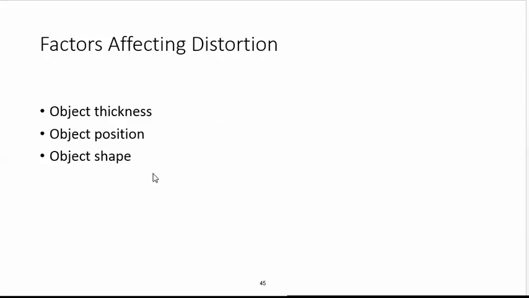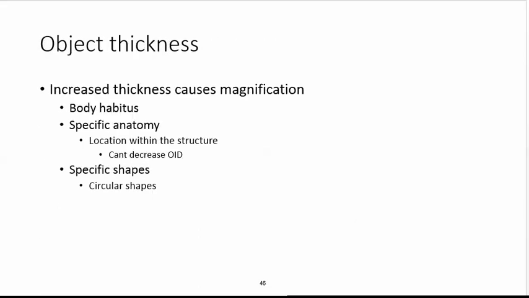So the factors affecting distortion, you've got object thickness, you've got object position, you've got object shape. So object thickness, the increased thickness causes magnification. You've got body habitus, you've got specific anatomy, and where it's located within the structure. Because of where it's located inside of the structure, you can't get it closer to the image receptor, so you've got a natural increase in OID.